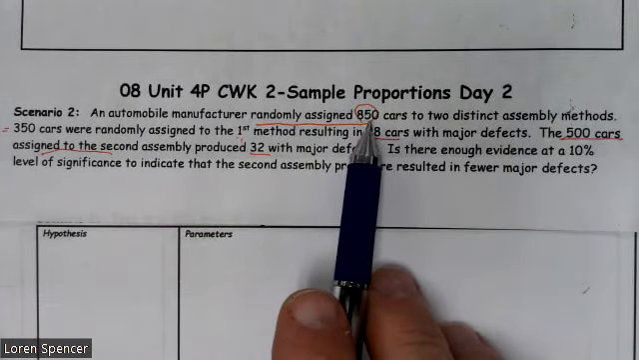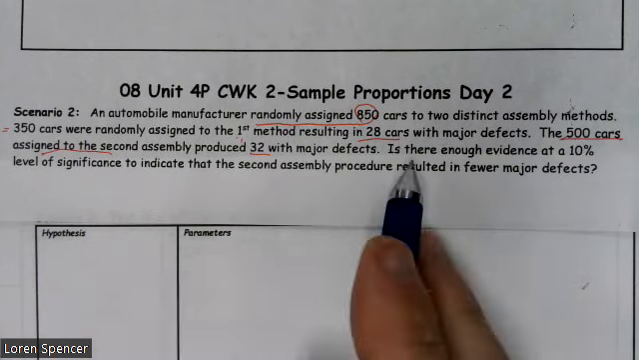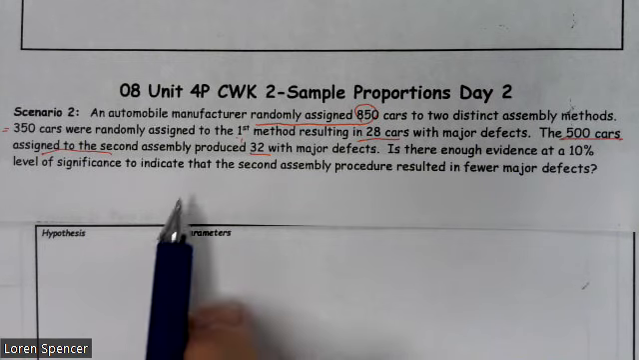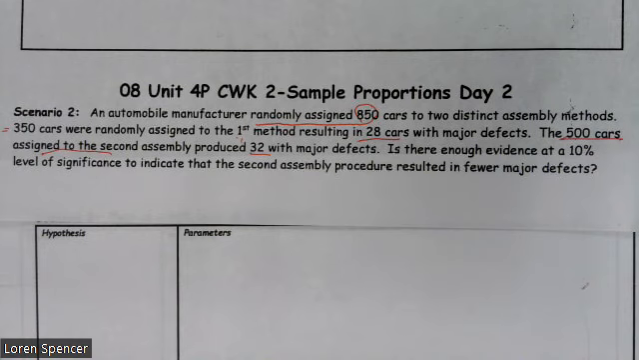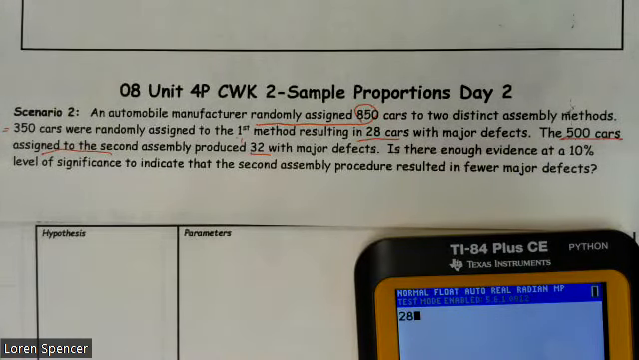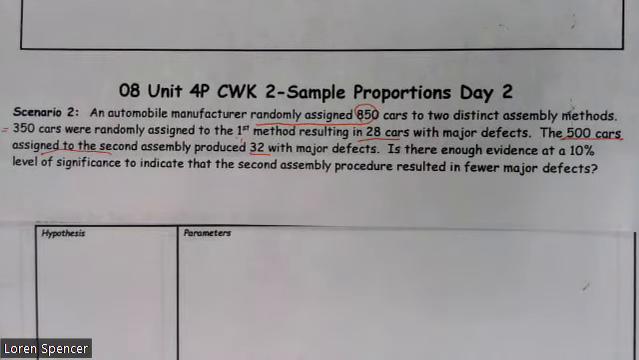Well, we know that we had 350 cars assigned to the first method, and that first method had 28 with defects. The second one had 500 cars assigned with 32. So this is going to have a 28 over 350. So 28 divided by 350 is 0.08. So about 8% of the cars had defects with that method.